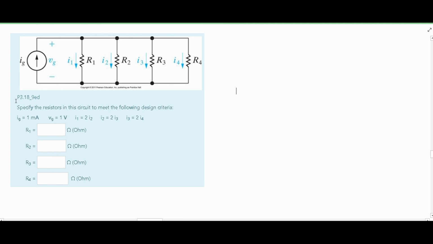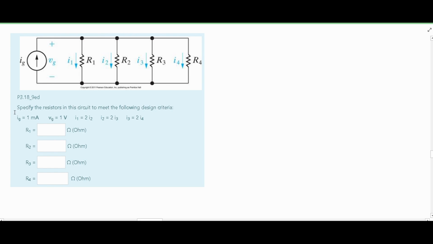In this problem, we are asked to specify the resistors in this circuit to meet the following design criteria. The boundaries that we have is that our initial current, Ig, is equal to 1 milliamp. So this current right here is 1 milliamp. We also have our voltage, which is represented as Vg, and this equals 1 volt. And then we have the currents here. I1 is equal to 2I2, I2 is equal to 2I3, and I3 is equal to 2I4.